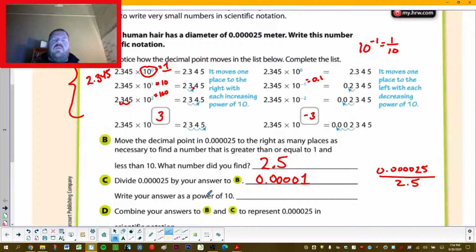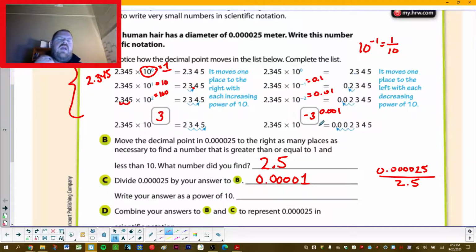All right, and then we want to write that as a power of 10. Well, powers of 10 that are negative turn into decimals that end in a 1, and the rest are zeros. Because like 10 squared, like I said, it's 1/100th or 0.01. And this one would be 0.001.